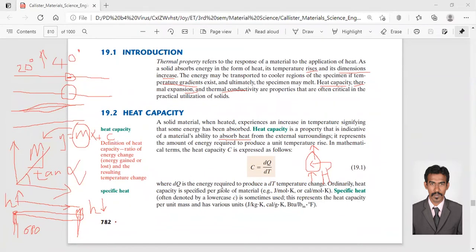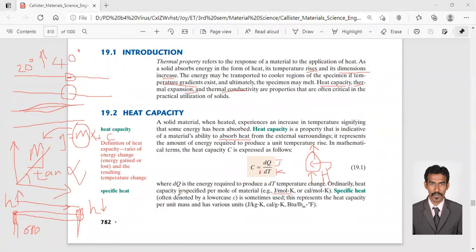Ordinarily, heat capacity is specified per mole of material, right? So heat capacity is specified per mole, that is joule per mole Kelvin. So this is the usual notation: joules, that is energy, per mole Kelvin. Temperature is measured in Kelvin, energy is measured in joule, and this is for 1 mole of substance. So the unit is joule per mole Kelvin.